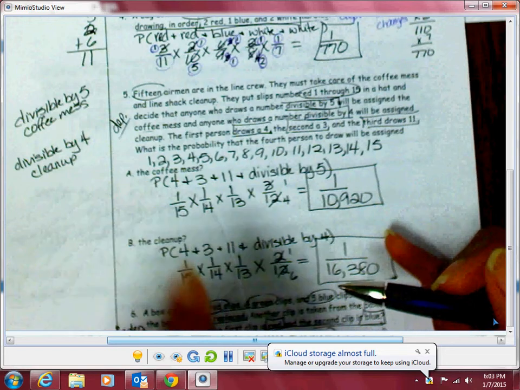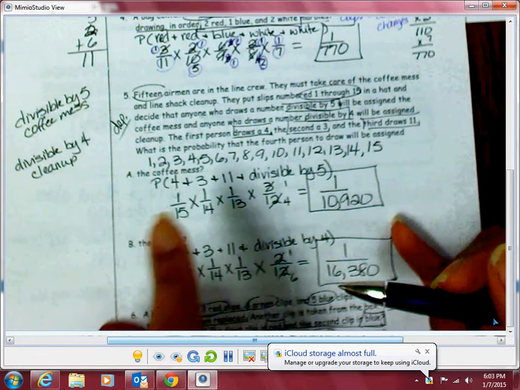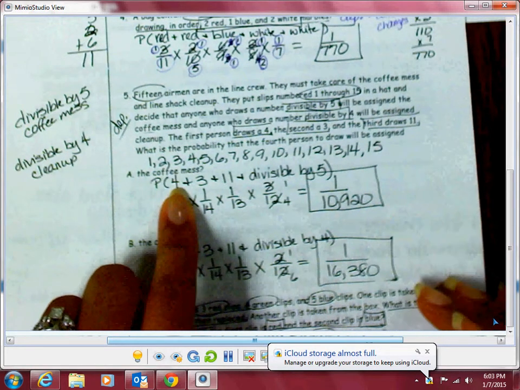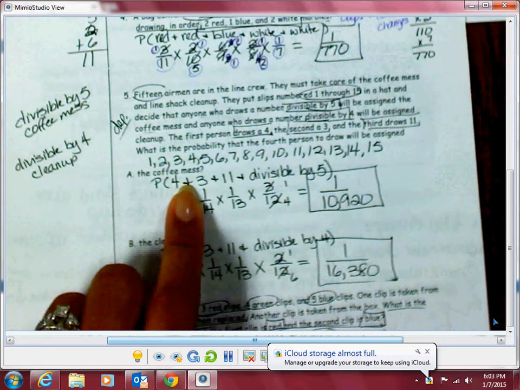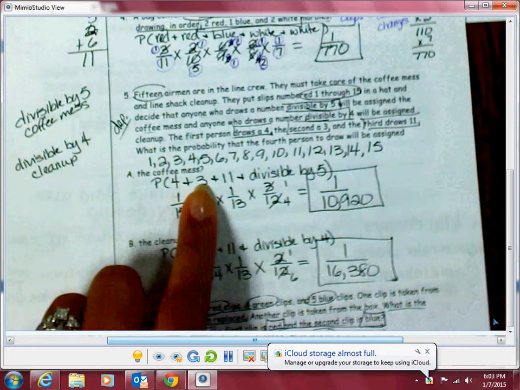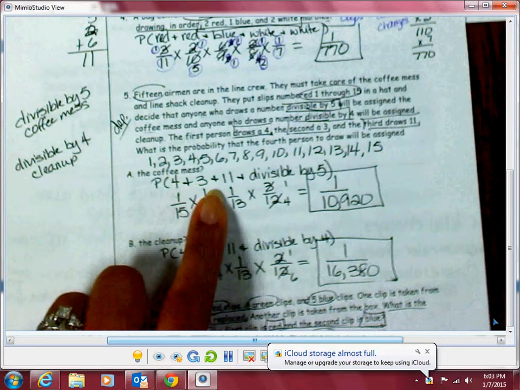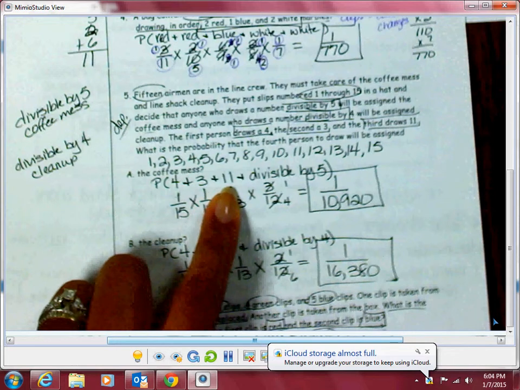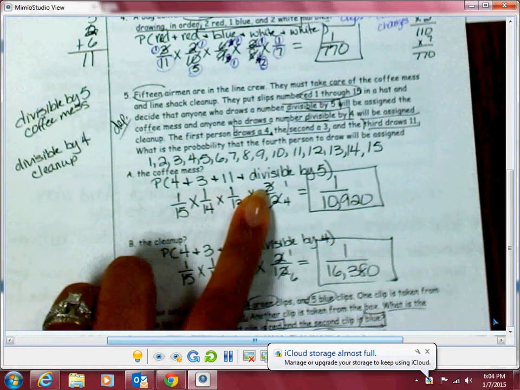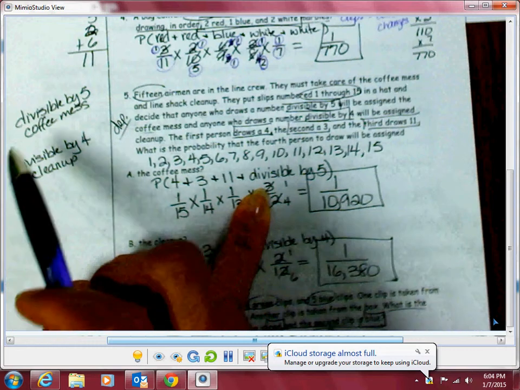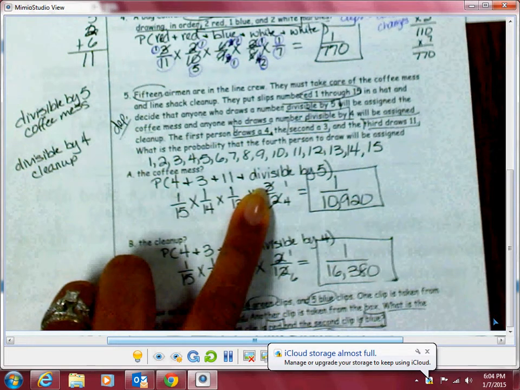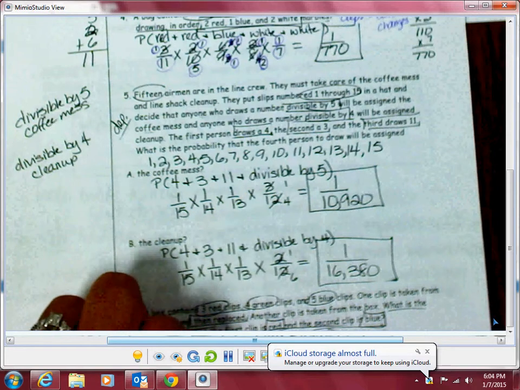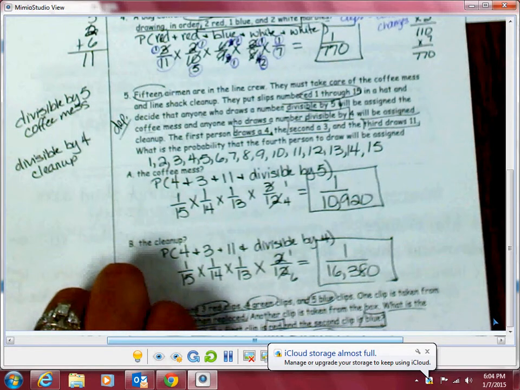So that means we got to have 4 probabilities written. If the first one drew a 4, that means we're going to write the probability of a 4. And since the second one drew a 3, probability of a 3. And the third one drew an 11, so probability of 11. And the fourth one got the coffee mess. So remember, coffee mess said it's divisible by 5. So that's why I wrote divisible by 5.